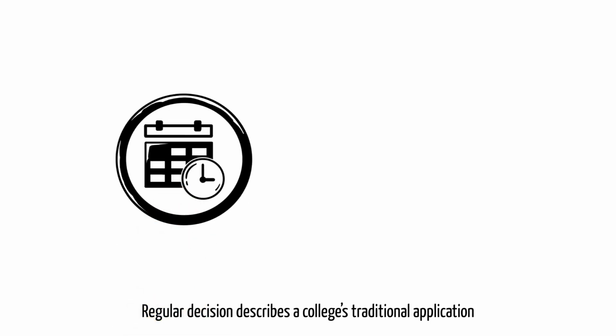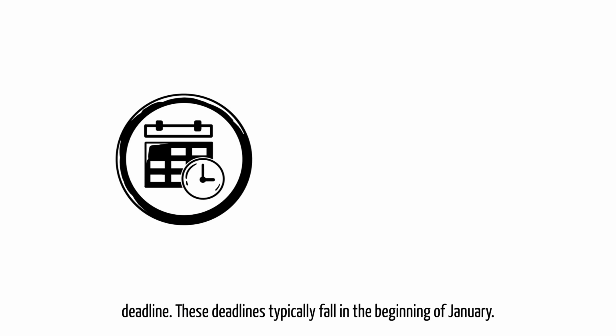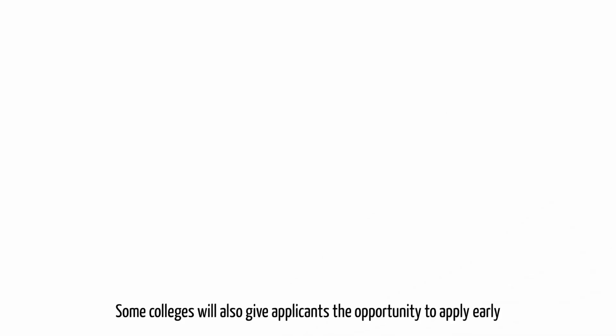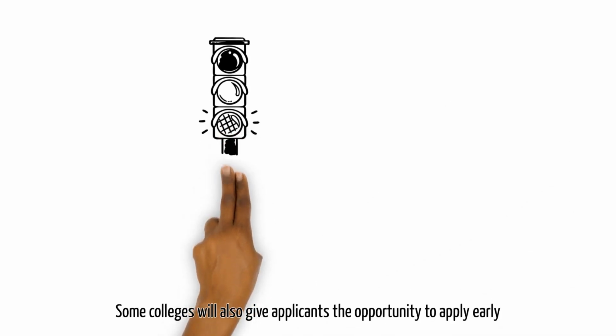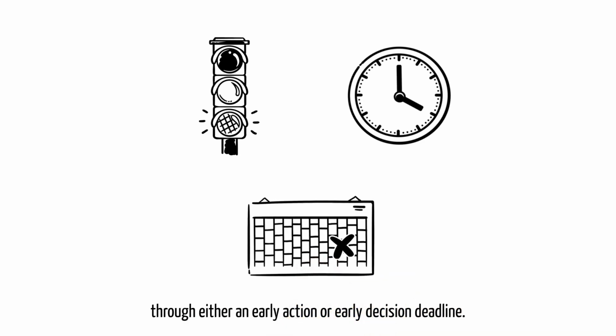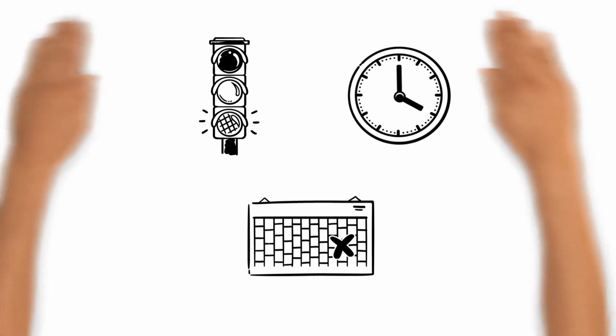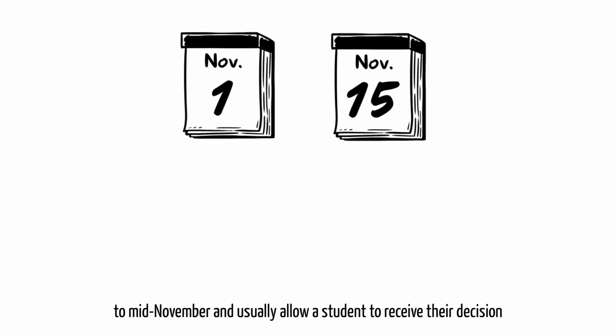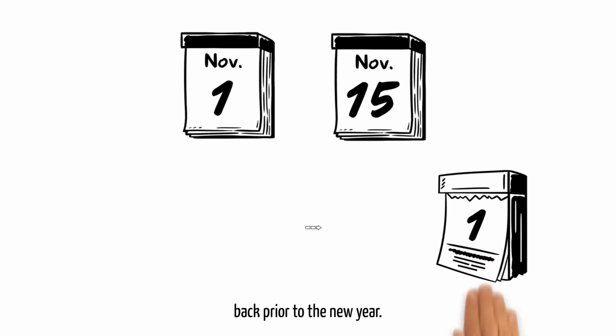Regular decision describes a college's traditional application deadline. These deadlines typically fall in the beginning of January. Some colleges will also give applicants the opportunity to apply early through either an early action or early decision deadline. Both early action and early decision deadlines typically fall in early to mid-November and usually allow a student to receive their decision back prior to the new year.